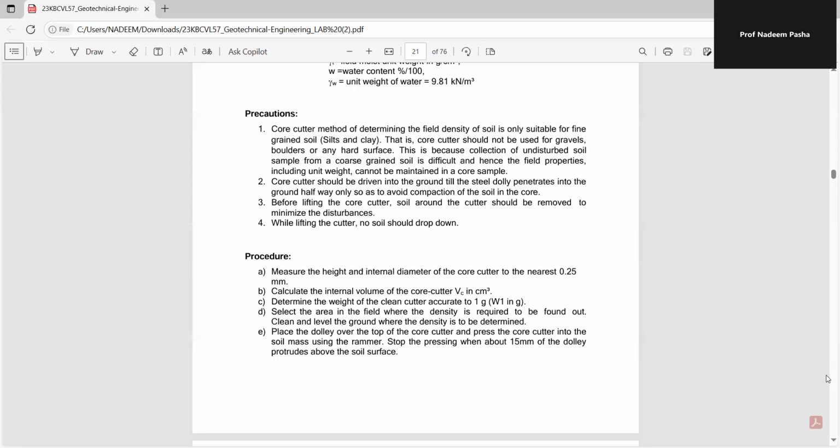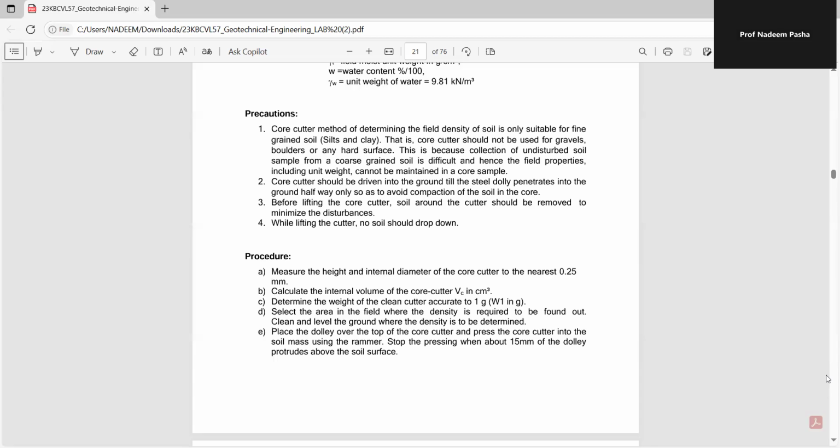The core cutter should be driven into the ground till the steel dolly penetrates into the ground halfway only, so as to avoid compaction of the soil in the core. Before lifting the core cutter, soil around the cutter should be removed to minimize the disturbance. While lifting the cutter, no soil should be dropped down. These were the precautions. Now we will see the procedure.